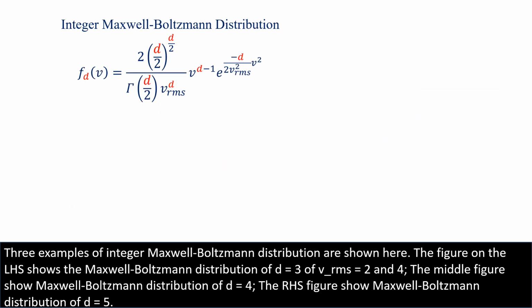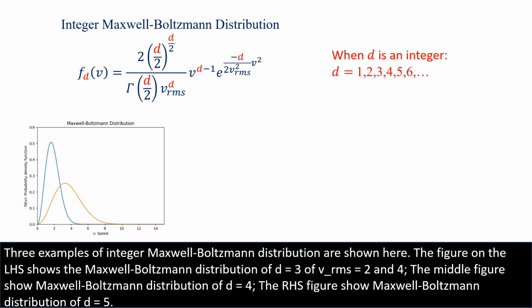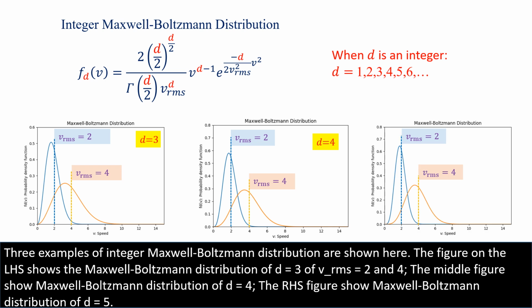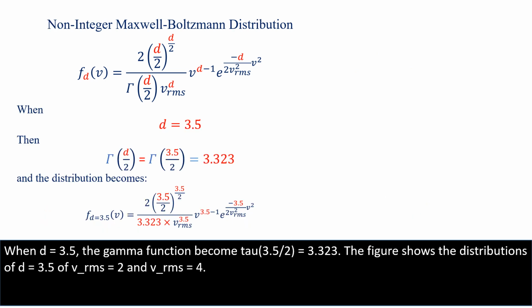Here are 3 examples of the Maxwell-Boltzmann distribution for integer values. The figure on the left shows the distribution for dimension d equals 3, with root mean square speeds VRMS equals 2 and 4. The middle figure shows the distribution for d equals 4, and the figure on the right shows it for d equals 5. When d equals 3.5, the gamma function becomes Γ(3.5/2), which equals 3.323.